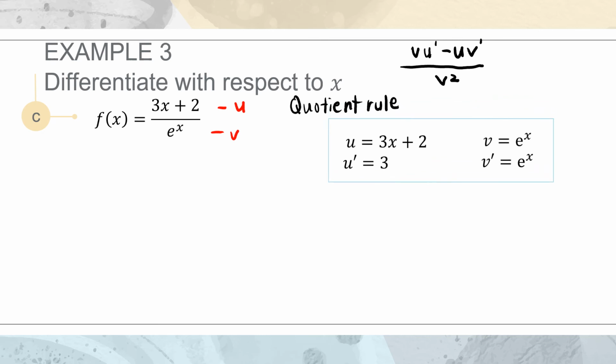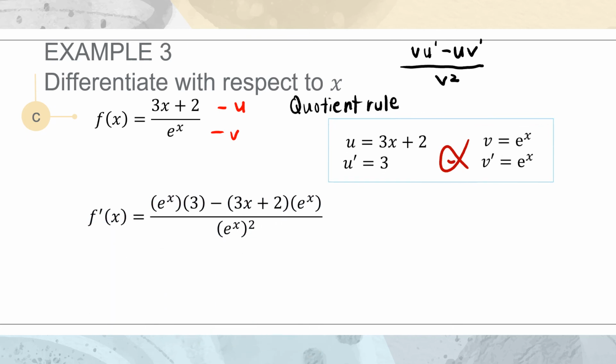So my u will be on top, my numerator 3x plus 2, differentiating that giving me 3, and then my v will be my denominator, which is e power of x. So my v prime will still be e power of x, and here I'm going to write minus. So now putting into the formula, I'm going to get e power of x times 3 minus 3x plus 2 times e power of x over e power of x, everything squared. So now we just need to cancel like terms on the numerator and denominator. That gives me the simplified answer where f prime x is equal to 1 minus 3x over e power of x.